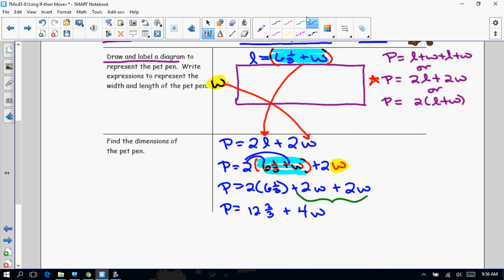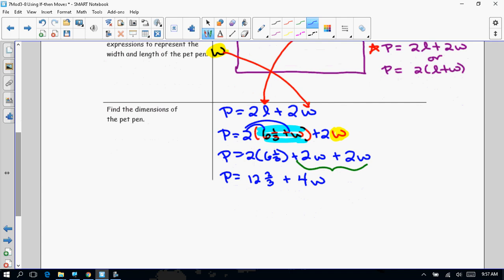Okay. By the way, how much fence did you have this whole time? This whole time you've had how much fencing? 30 feet, right? You have 30 feet. So I'm going to drop in 30 into the problem now, where the P was. I'm just going to drop that in. And this is now going to equal 12 2/3 plus 4W. Well, they're equal to each other. I know that because of the equal sign. I want to move 12 2/3. I don't like it there. Not a fan. So I think what I'm going to do is move it to the other side.